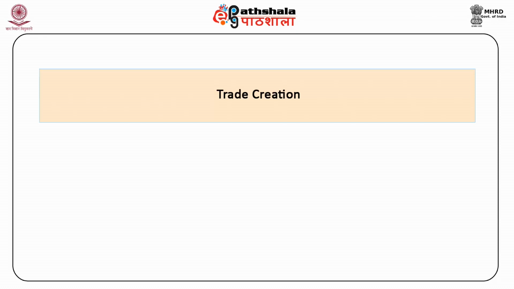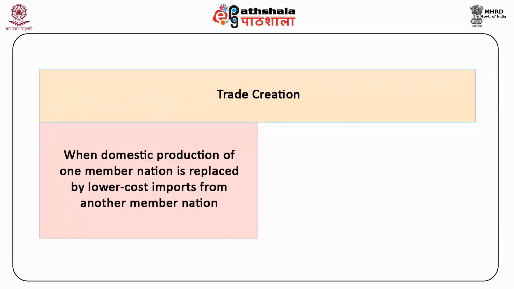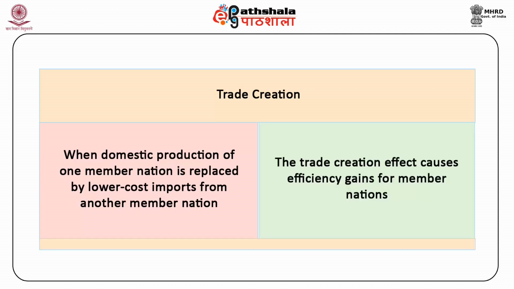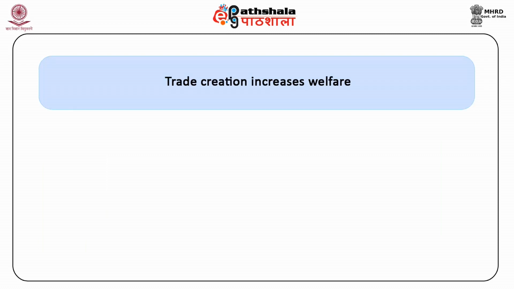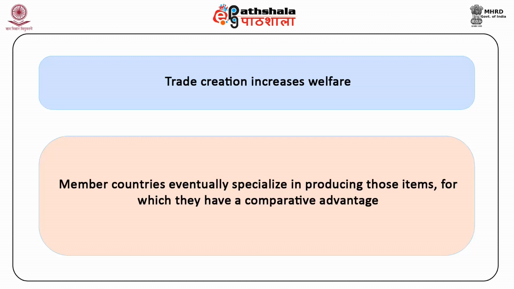Trade creation is said to happen when domestic production of one member nation is replaced by lower cost imports from another member nation. The trade creation effect causes efficiency gains for member nations because some countries shift from a higher cost domestic source of supply of an item to a lower cost foreign source. Trade creation increases welfare. Member countries eventually specialize in producing those items for which they have a comparative advantage.